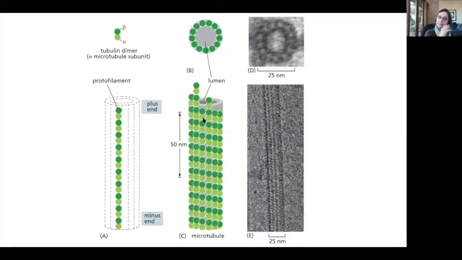Both actin and microtubules grow into polarized filaments, so they have what's called a minus end and a plus end. And the plus end is where they tend to assemble more subunits. In the case of microtubules, the minus end is actually stabilized by a nucleating complex that I'll show you in a second. But the plus end is where most of the dynamics are.